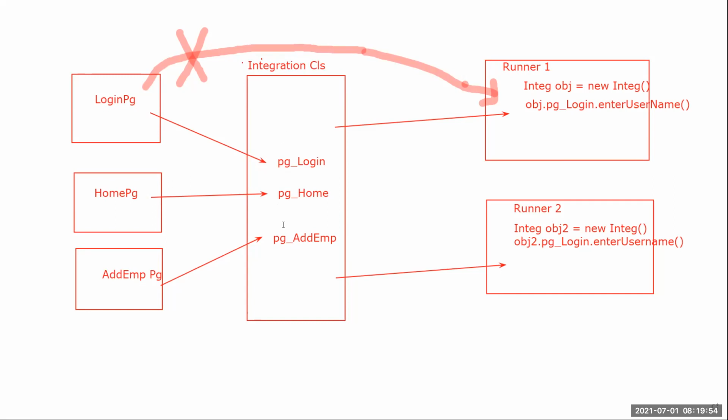You understood? Is that clear? So there won't be any confusion about whether this is a different page or the same page. Nobody will have any confusion. Whenever you create a new page, for example, now I want to create a new page, I'll create it here, and then I'll add an object for that particular page inside this integration class.